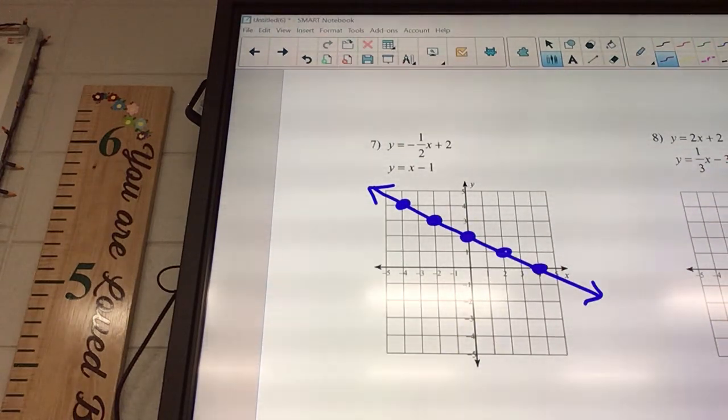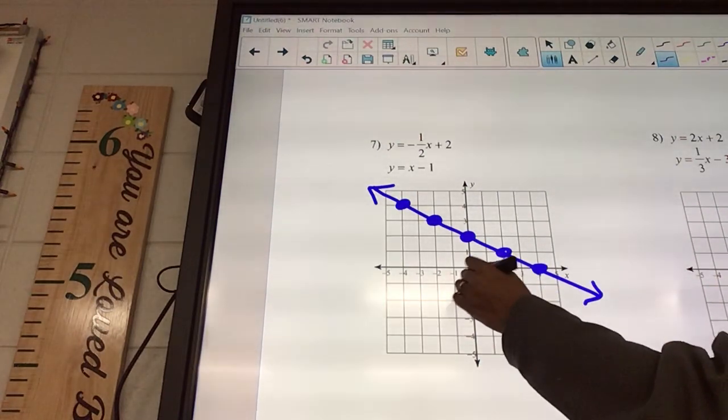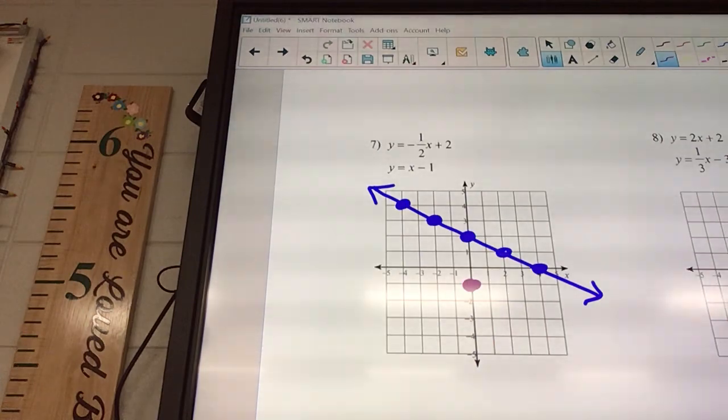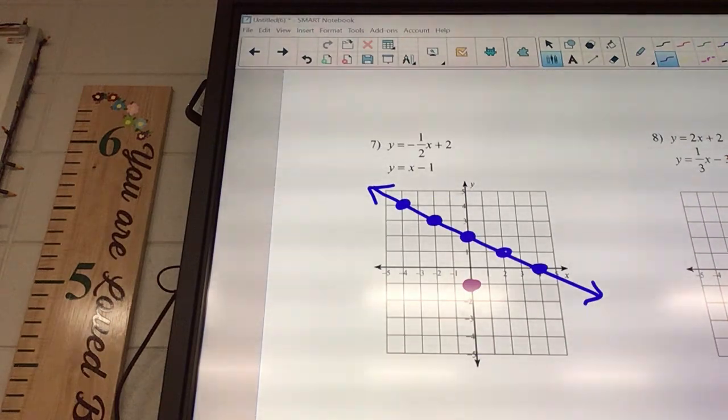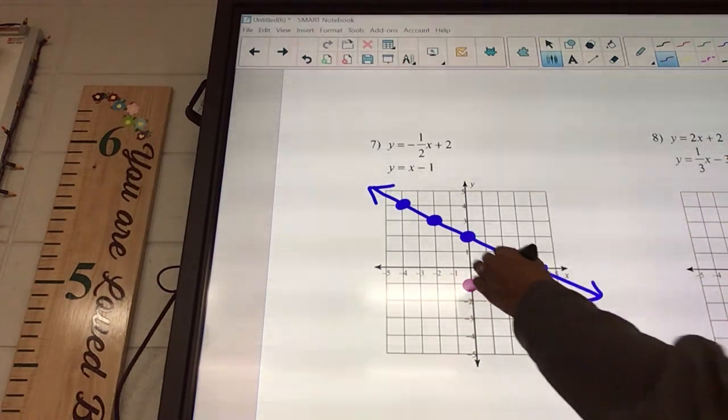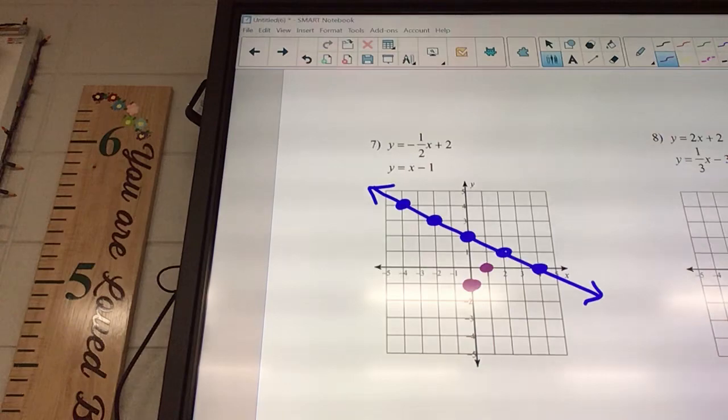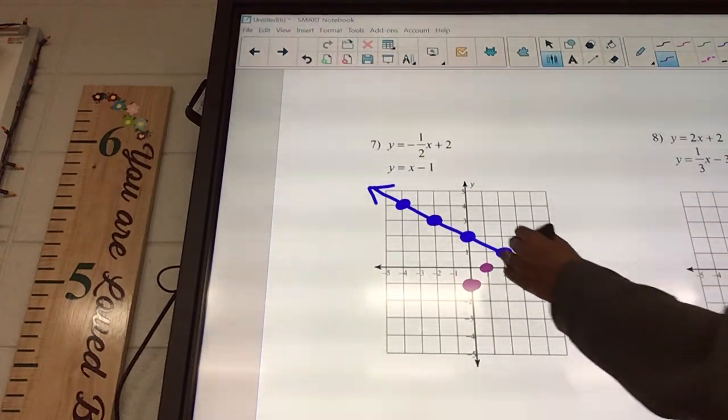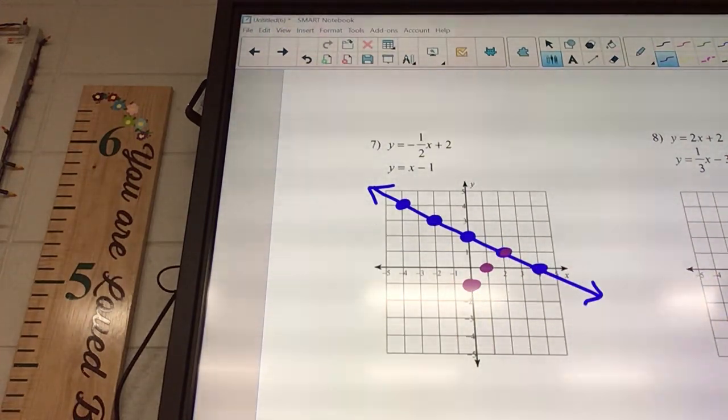Line 2 starts at negative 1. And it has a slope of what? What's this one's slope? 1. Okay, so we're going to go up 1 over 1. Okay, well, did I get an intersection point? Not yet. Okay, so I got to keep going. So we're going to have to go up 1 over 1. And you got to keep doing that until you get an intersection point.